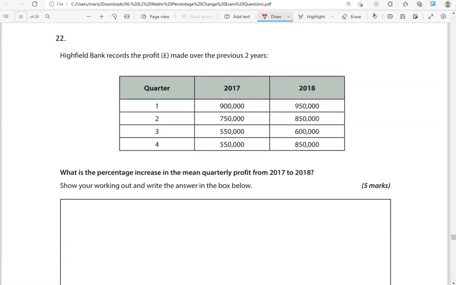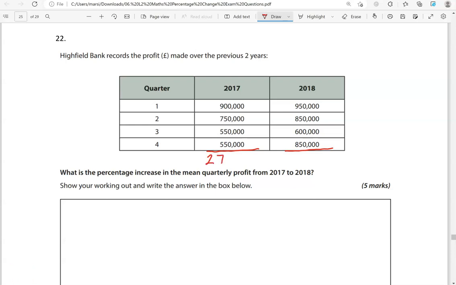Highfield Bank records a profit made over the previous 2 years. So we've got 2017 and 2018. Quarter 1, 2, 3 and 4. What is the percentage increase in the mean quarterly profit from 2017 to 2018? Show your working out and write the answer in the box below. So we'll add the numbers for 2017 and divide by 4, and then we'll add the numbers for 2018 and divide by 4 so we can find the mean per quarter.